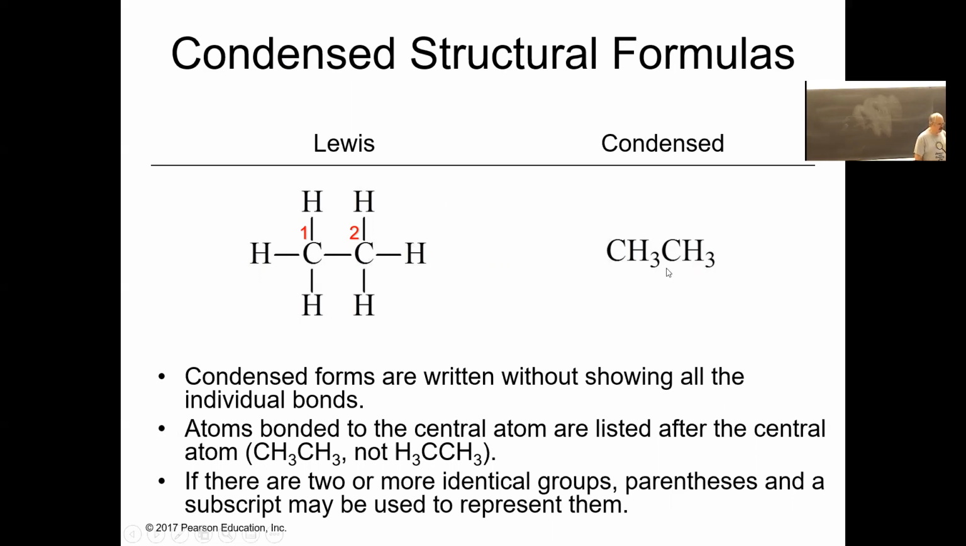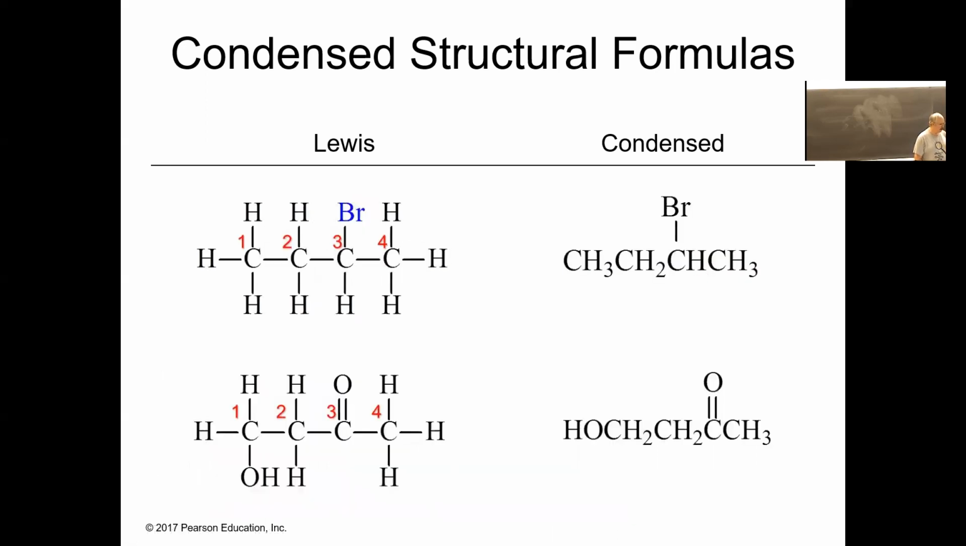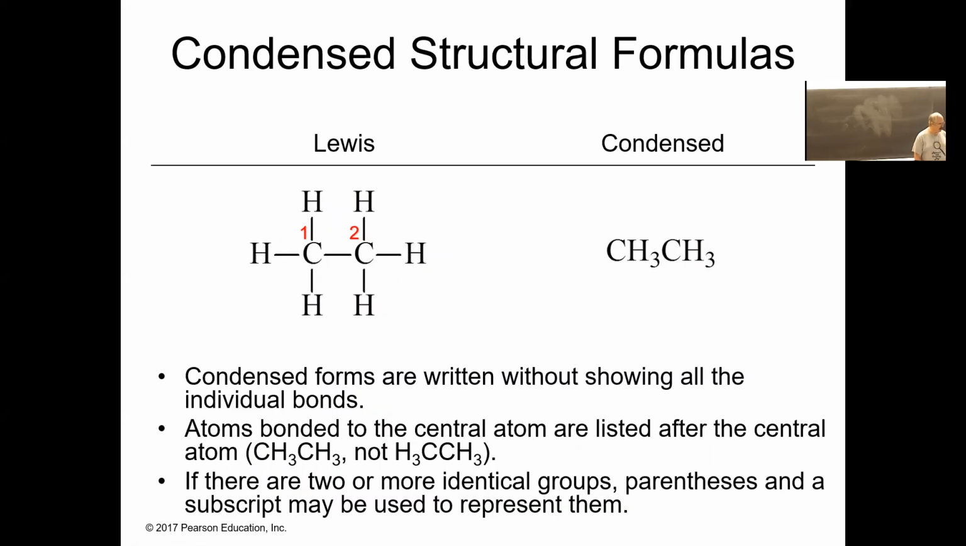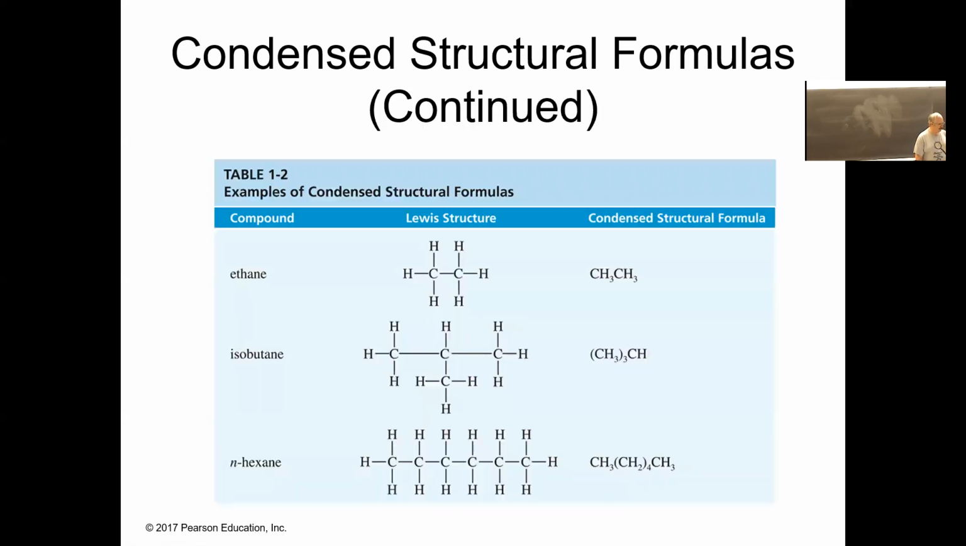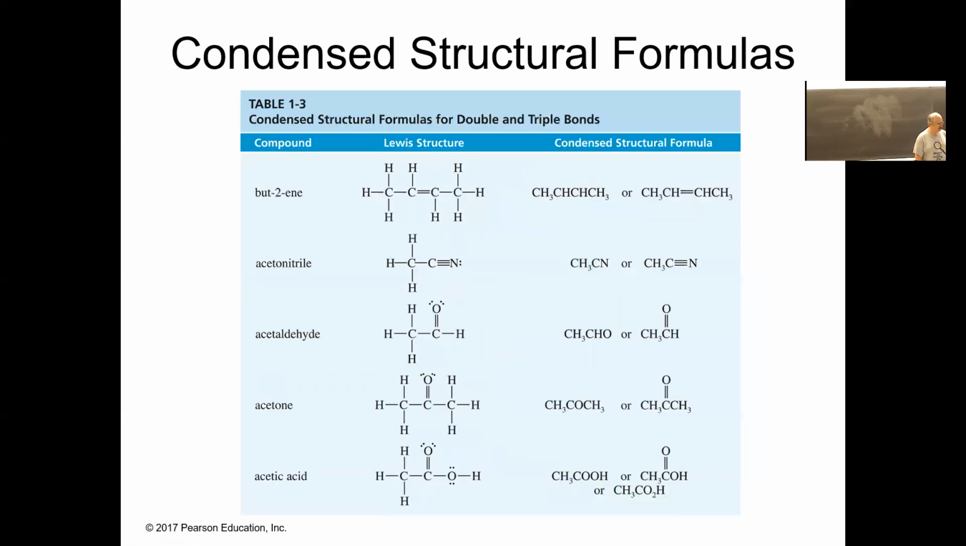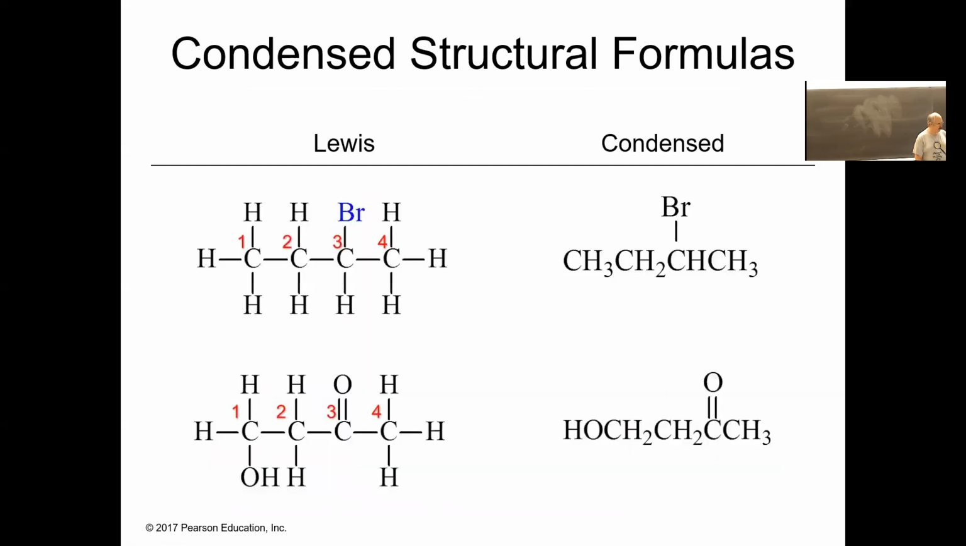This is what's called a condensed formula. We write this as CH3, CH3, even though the hydrogens are actually not between the carbons. That's understood. If we have two or more identical groups, then we can use parentheses and a subscript to represent them. And an example. Actually, let's back up here, before we get to the parentheses.